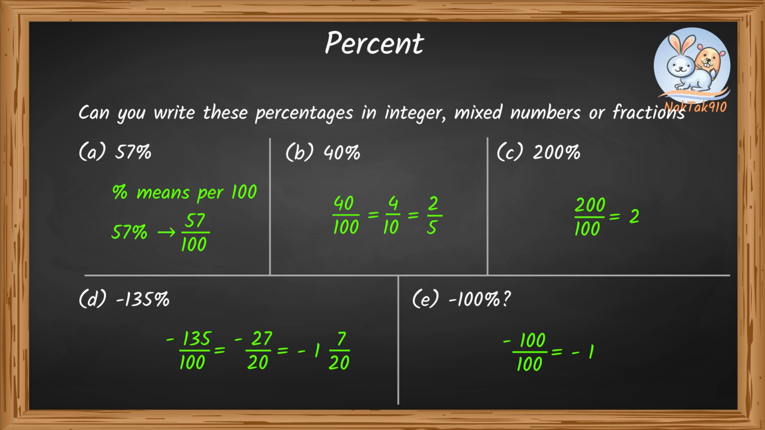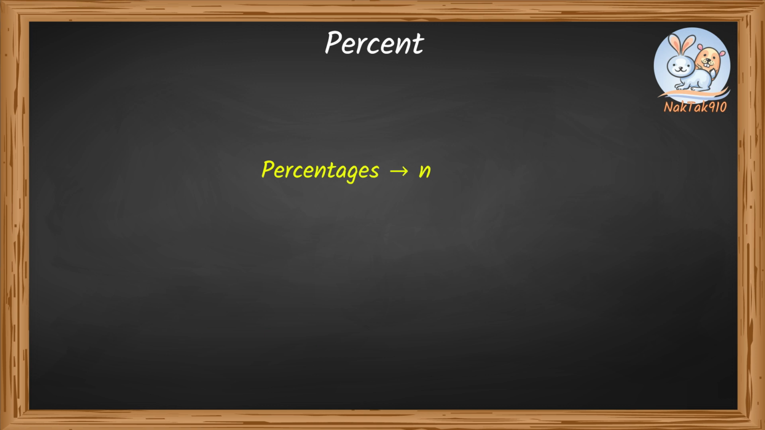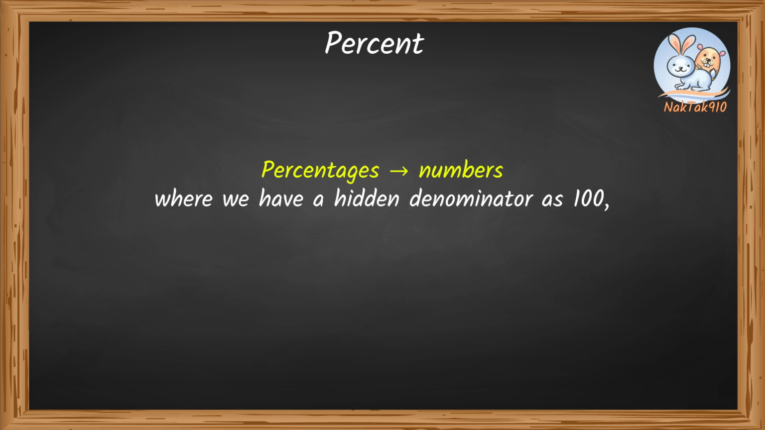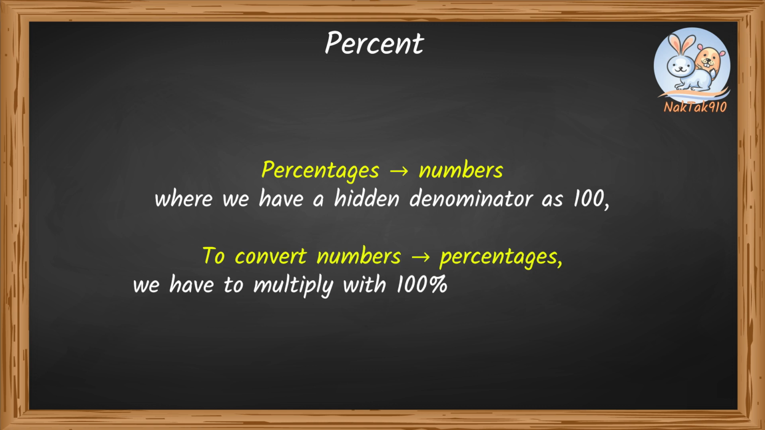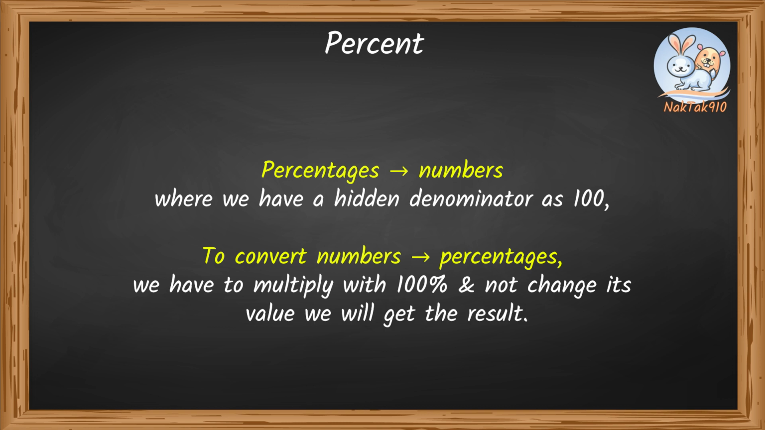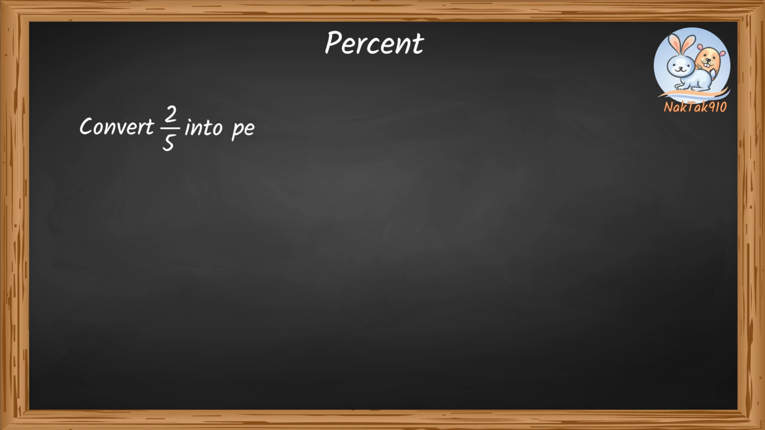Great, TAC. You've learned it. Can you see in the last question we have negative 100%? Remember that 100% of 100 is 1. Now you have written percentages into numbers where we have a hidden denominator of 100. If we want to convert numbers into percentages, we have to multiply with 100%, which does not change its value. If we want to convert 2 by 5 into percentage, we just have to multiply 2 by 5 by 100%.